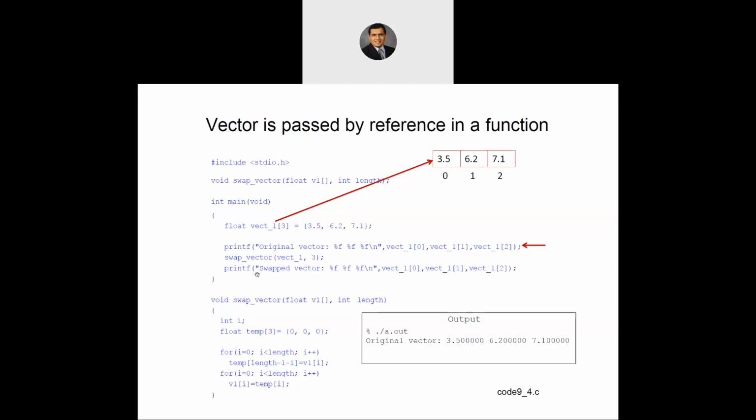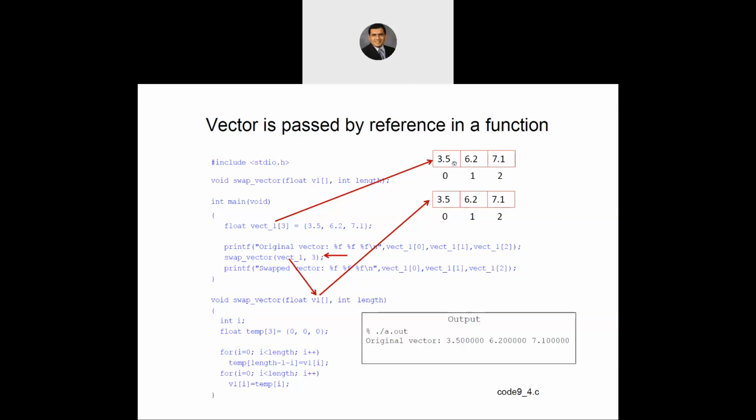So when you call this, it passes the value of vect1 to v1. Immediately your v1 will have these values as well. But remember one thing, my dear students. When you pass an array from one function to another function, it is going to be called by reference.